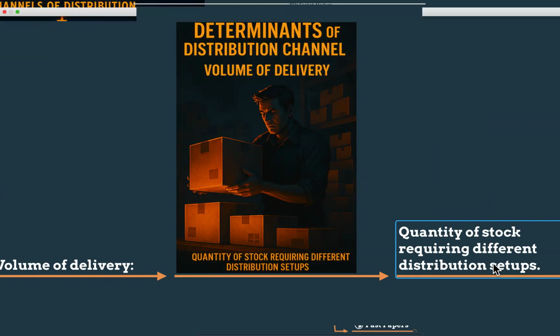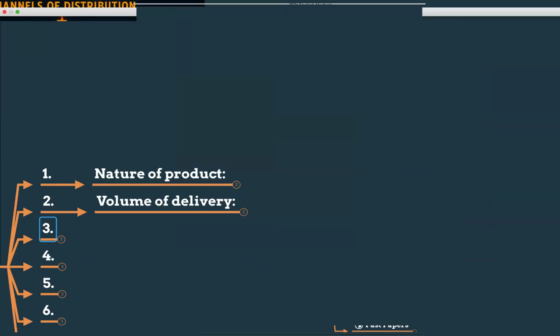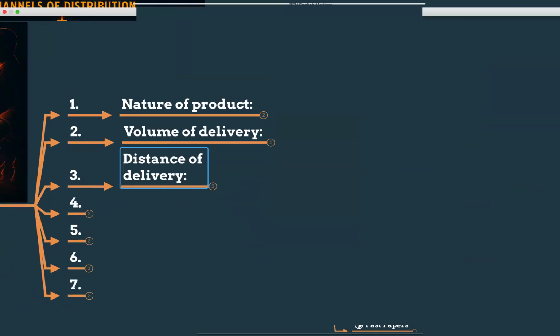At the same time, if you are loading goods in a container, it needs different handling than a normal parcel. So the volume of delivery matters. It decides the distribution channel.